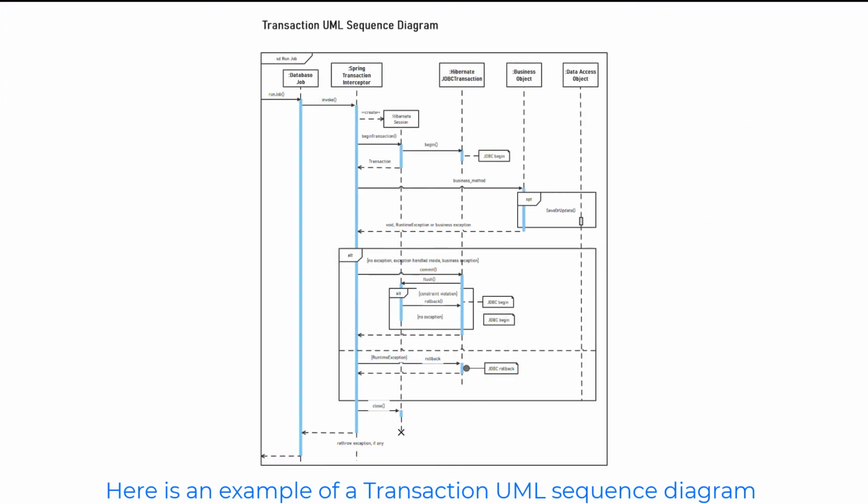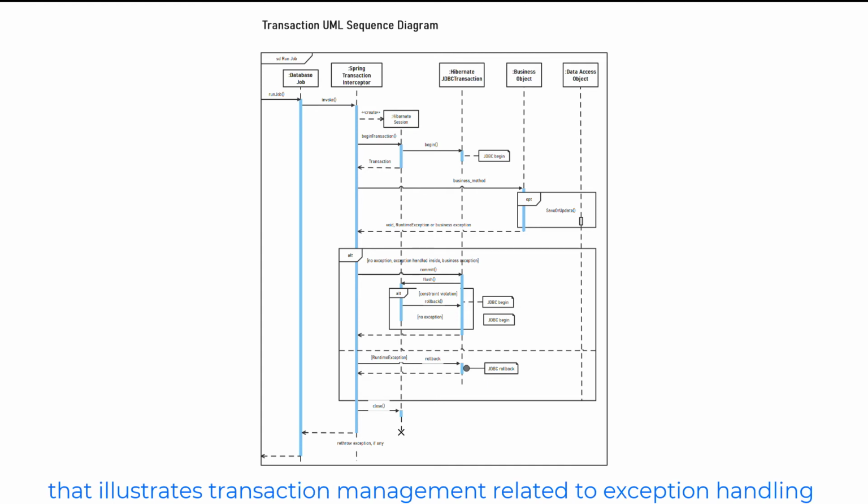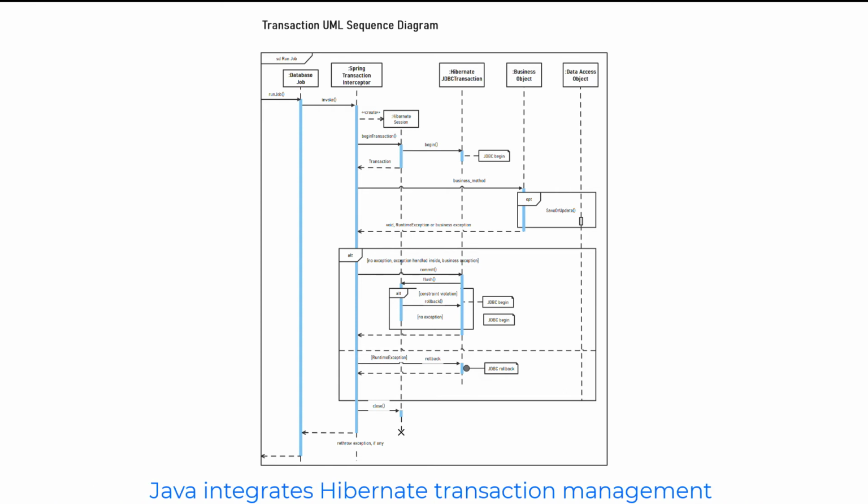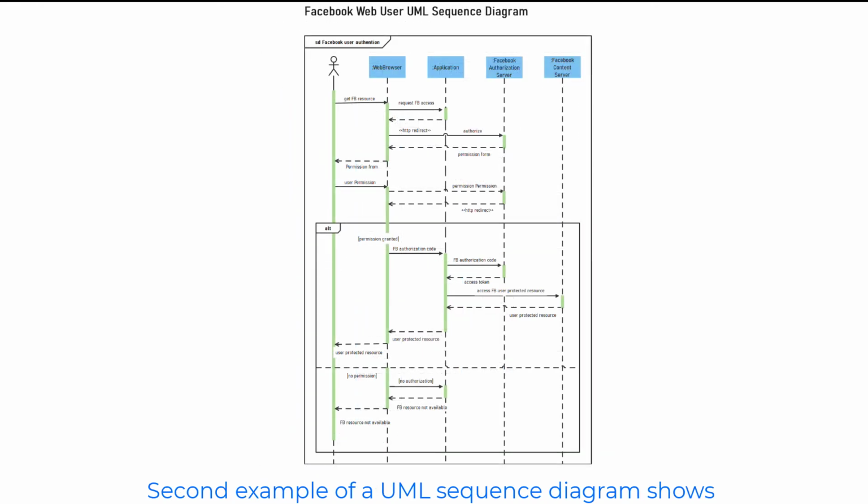Here is an example of a transaction UML sequence diagram that illustrates transaction management related to exception handling. The Spring Application Development Framework for Enterprise Java integrates Hibernate transaction management. The second example of a UML sequence diagram shows how to authenticate Facebook users in a web application to allow access to their Facebook resources.